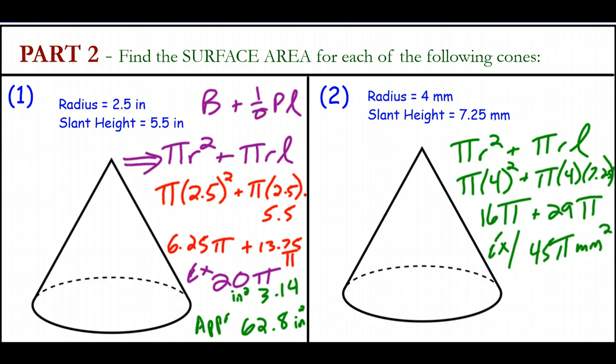But of course, like with the other things we've done with the cones, it is difficult to understand exactly what 45 pi means. So substitute 3.14 in for pi and get an approximate surface area of 141.3 square millimeters.